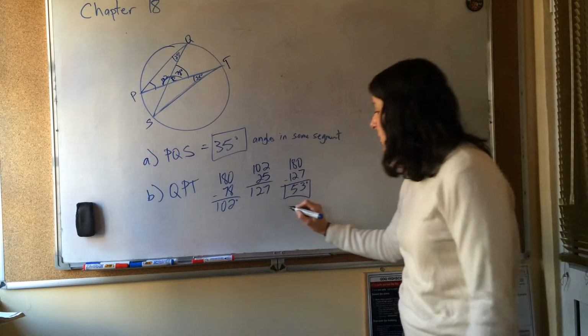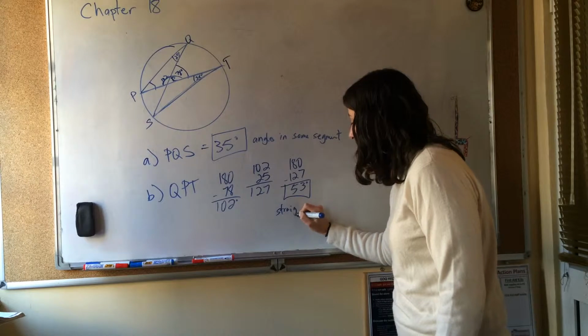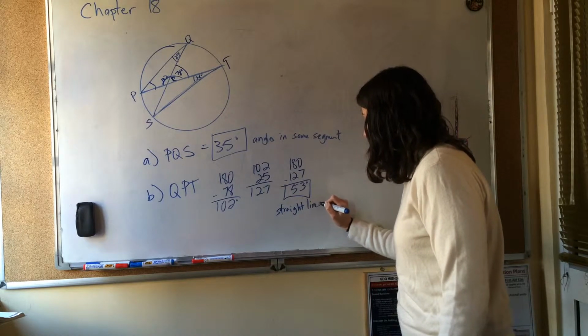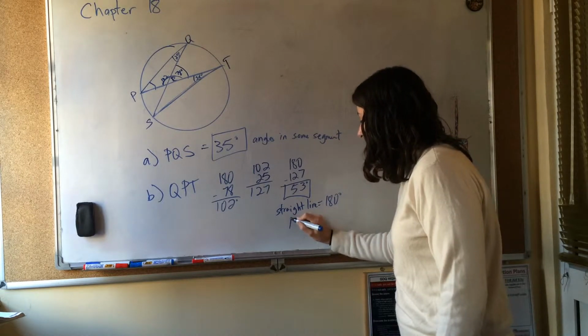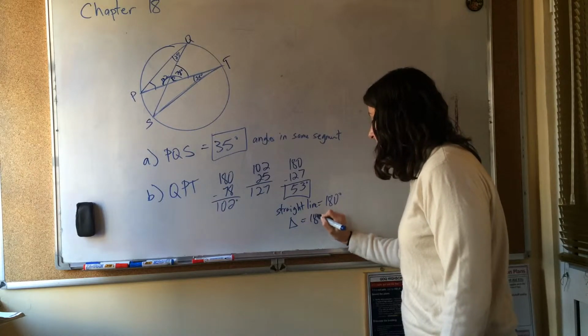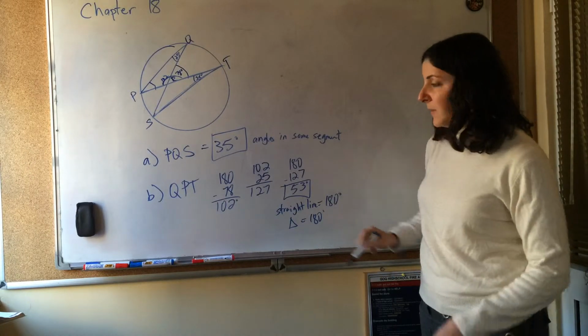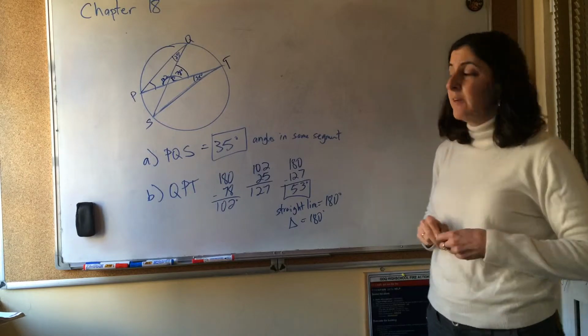Why do I know that's true? I would say straight line equals 180, and I would draw a picture of a triangle equals 180 degrees. So that would be my explanation of why that would be true.